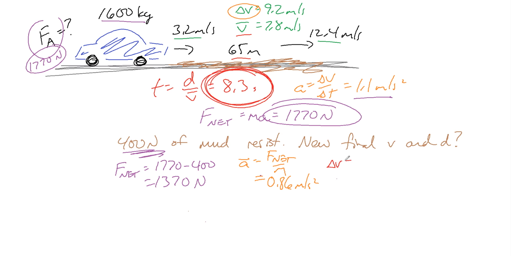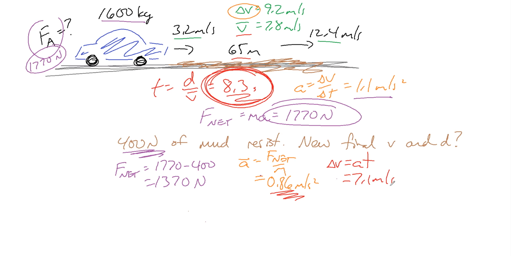So our new change in v would be the acceleration times the time. So I've got that 0.86. I'm just going to use the same amount of time as before. And if I do that, my change in v is now 7.1 meters per second. So before it was 9.2, but the mud's going to slow it down, so now it only went up to 7.1, or it went up by 7.1.